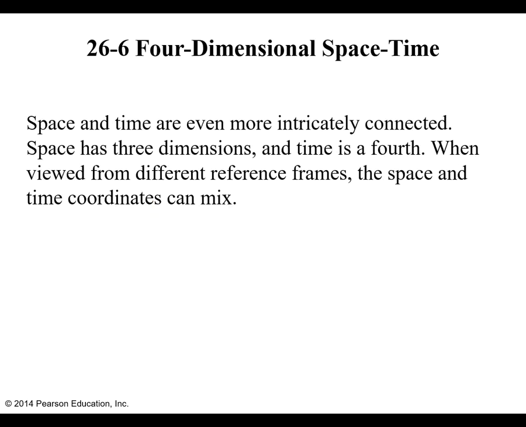Now, that means that we have variations in both time and space. I kind of hinted on this in the time contraction video, but that means that now space and time are more intricately connected since we have both relativistic time and relativistic length. And so while space has 3 dimensions, time is a 4th dimension. And so when viewed from different reference frames, the space and time coordinates can mix.